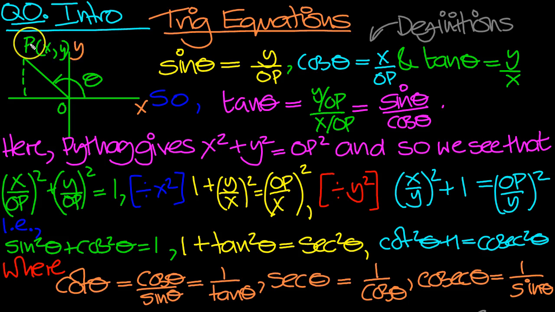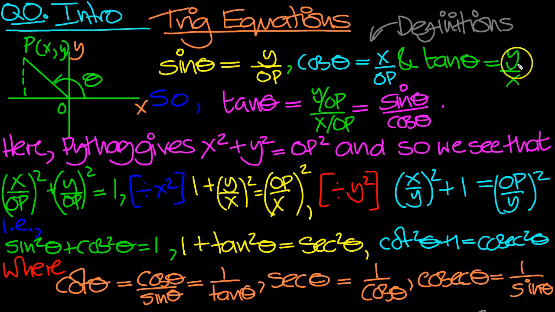Here's an xy axis, here's a general point P at a point coordinate x and y. Here's the origin, and here's an angle theta. So we can define our sine, cosine and tan according to this triangle here. Sine is opposite over hypotenuse. Cosine is adjacent over hypotenuse and tan is opposite over adjacent. So we get these values here.